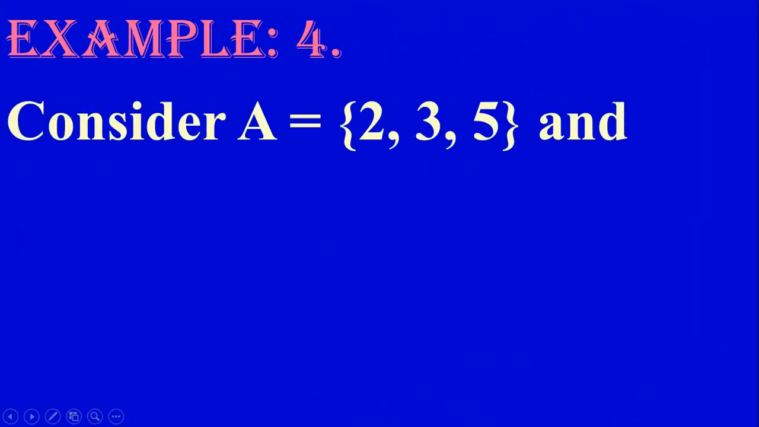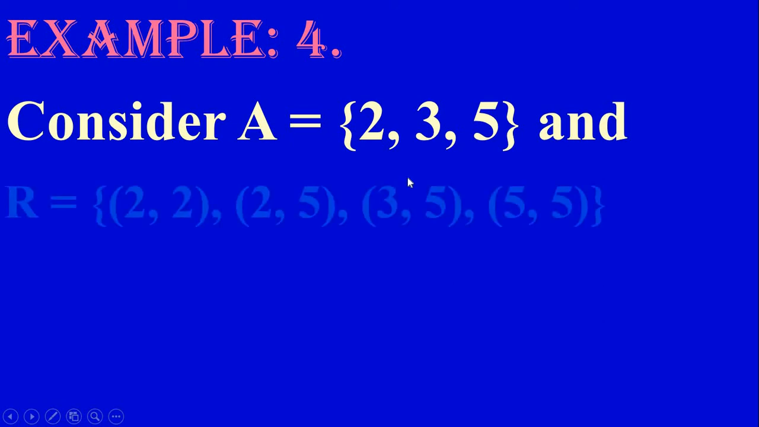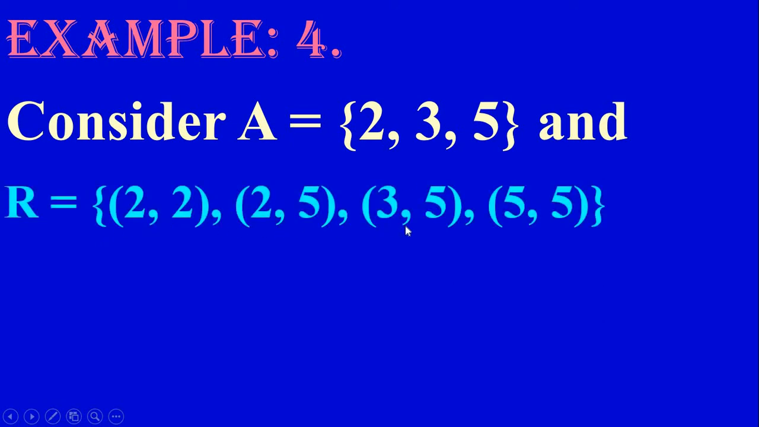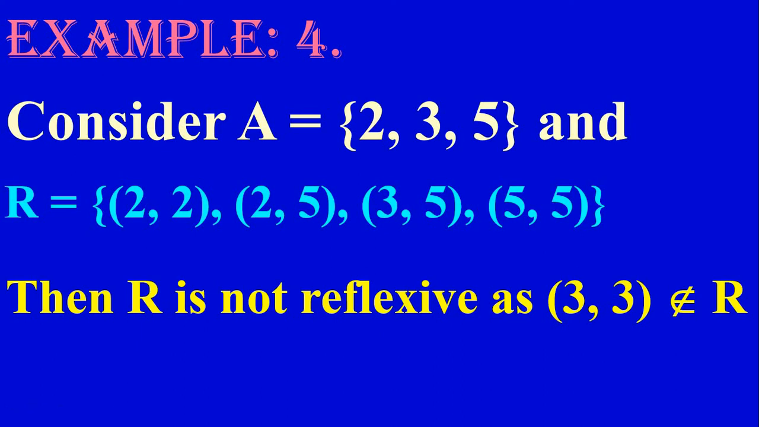The next example, consider set A equal to {2, 3, 5} and the relation is {(2,2), (2,5), (3,5), (5,5)}. Now here 2 is related to 2, 5 is related to 5, but 3 is not related to 3. So therefore this relation is not reflexive. We should see the relation for all the elements. So if one element is not related to itself, then it is not reflexive. So this relation is not reflexive.